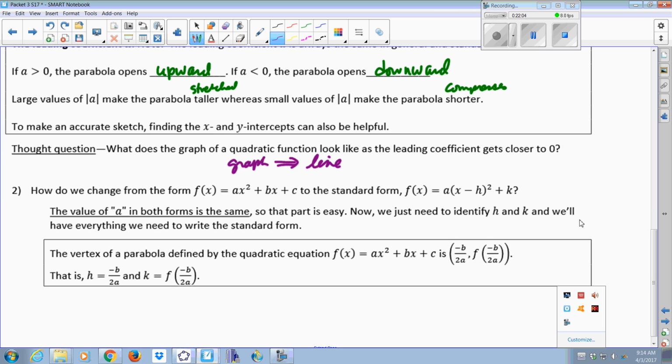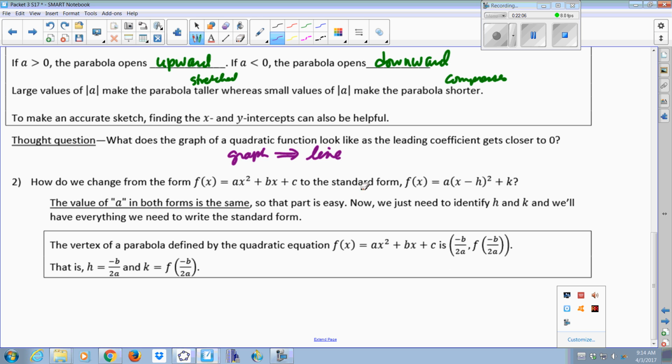All right, here we go. How do we change forms now? How do we go from this polynomial or general form, ax squared plus bx plus c, to this standard form or the vertex form? Because here I can look at this and say, oh, I know what the vertex is. When I have it in this form, ax squared plus bx plus c, I don't know what the vertex is. Well, the good news is that there's a formula to find the vertex if it's in this form.